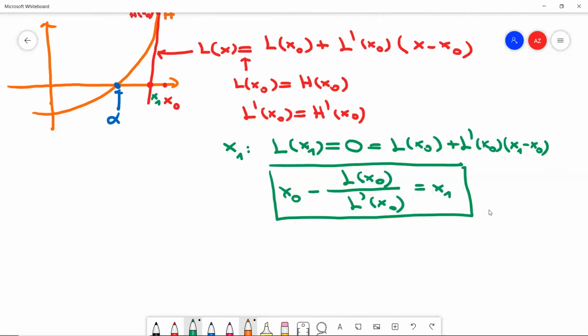And recall that this L of x naught and L prime of x naught were in fact h of x naught and h prime of x naught. So x1 is x naught minus h of x naught over h prime of x naught. And this is the new iterate.